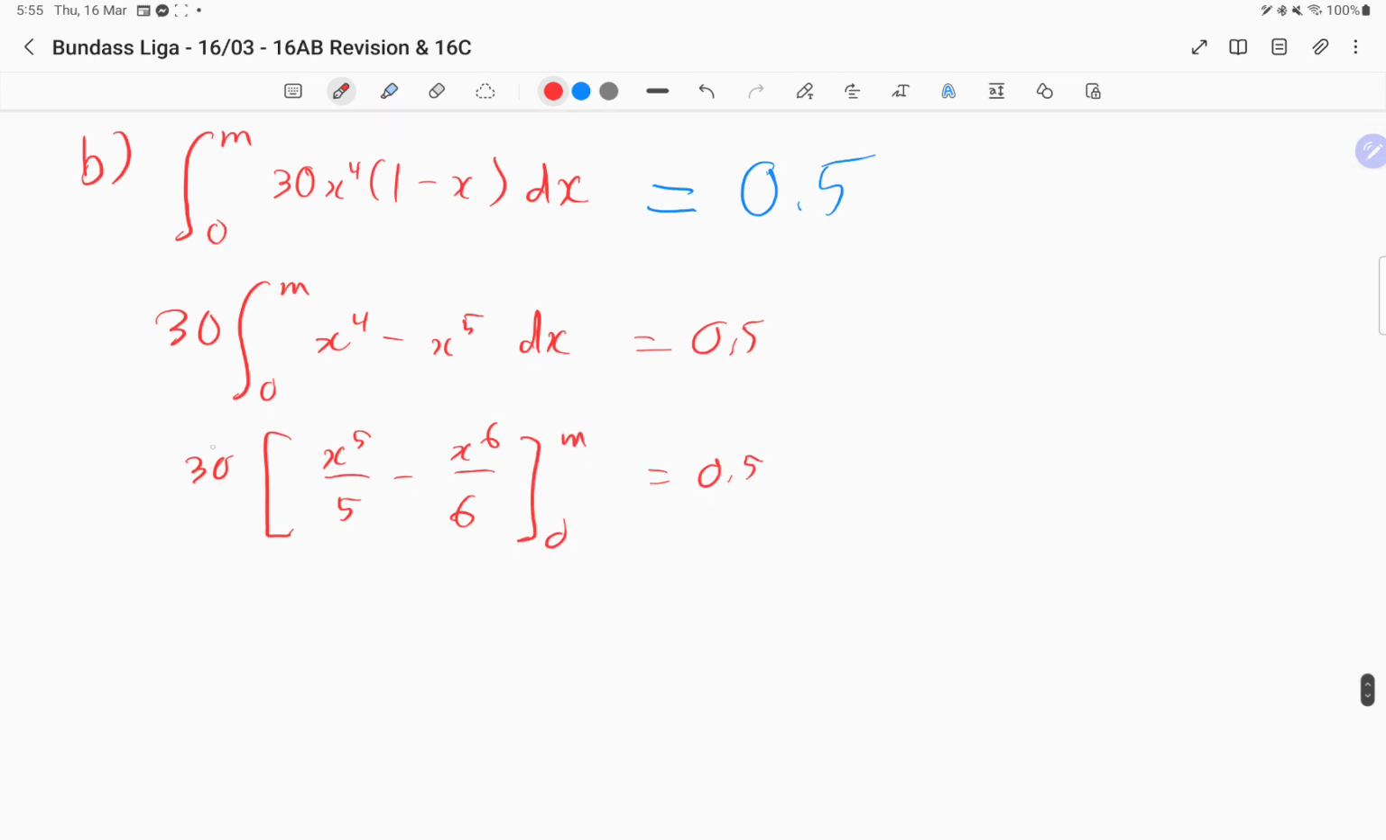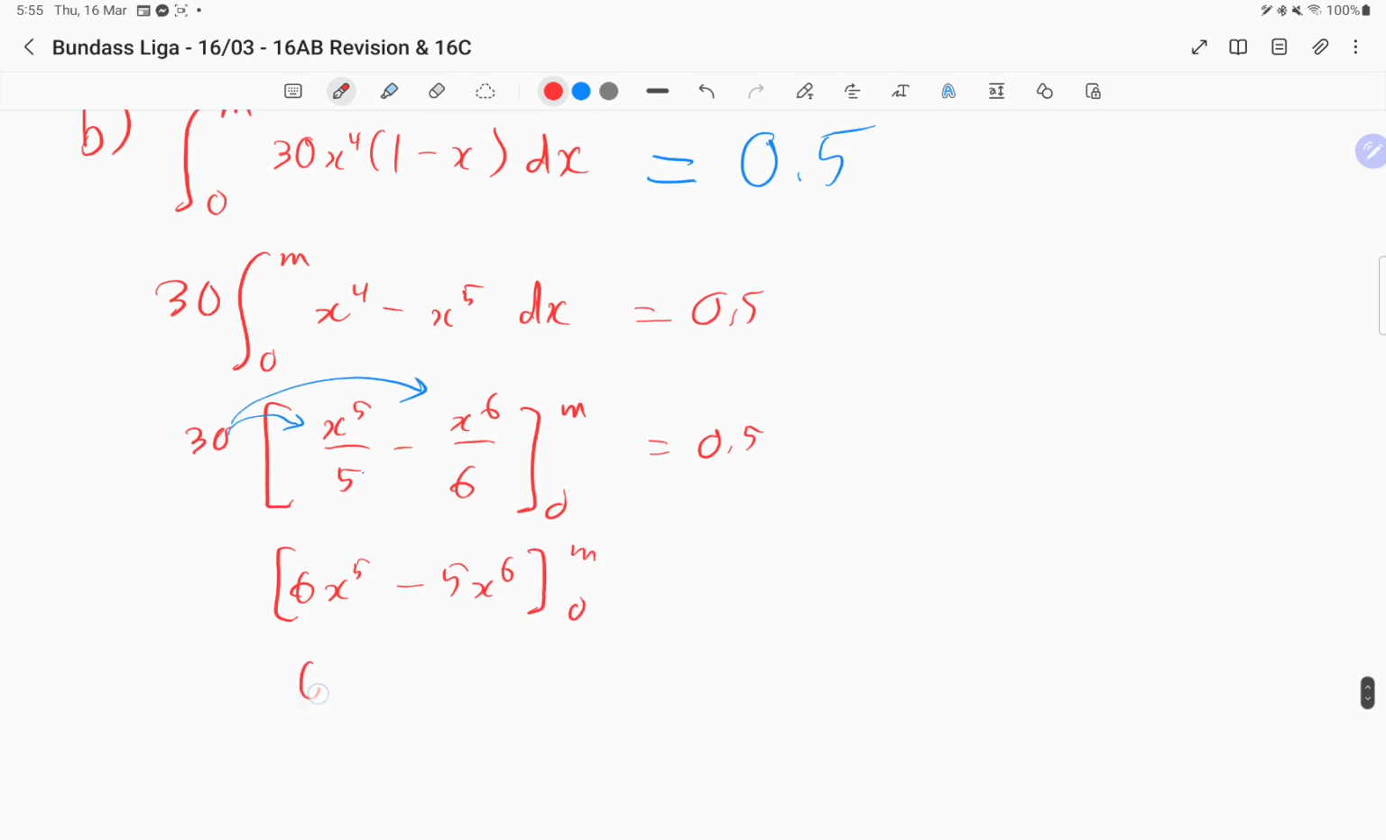Okay, now I want to times, because divide by 5 and divide by 6 are both factors of 30. So I'll just times the 30 in to simplify each of them. So now I will times the 30 into each of them, and that will be 6x power 5 minus 5x power 6. Any question here? No, Emily? No? Okay, so then you substitute in m and 0. Sub 0 is just 0, so that would just be 6, and then that will be 0.5 at the end there.